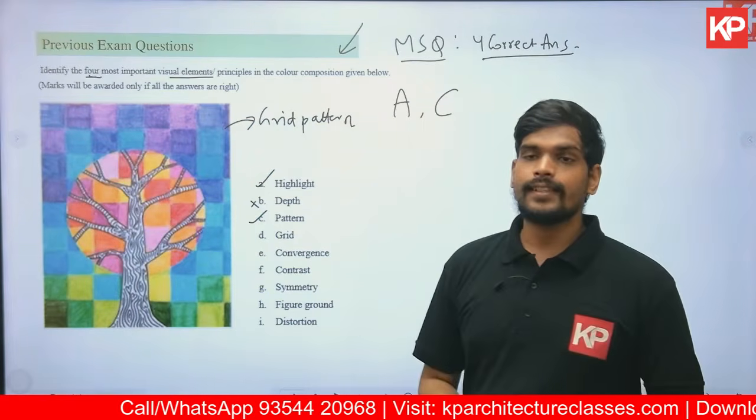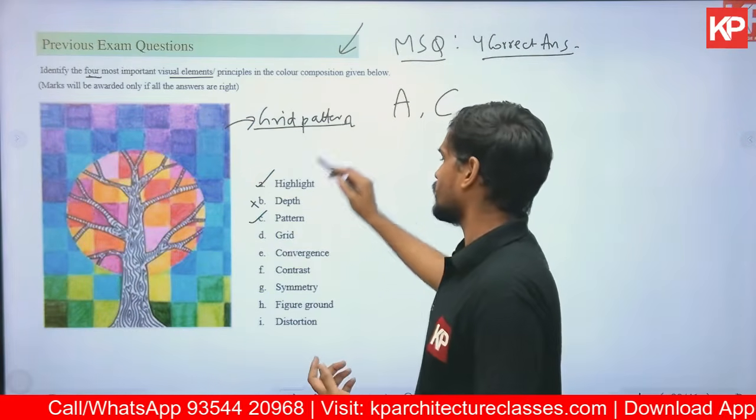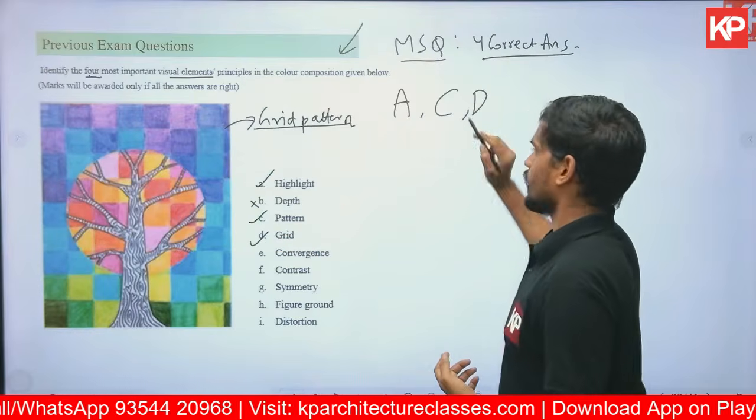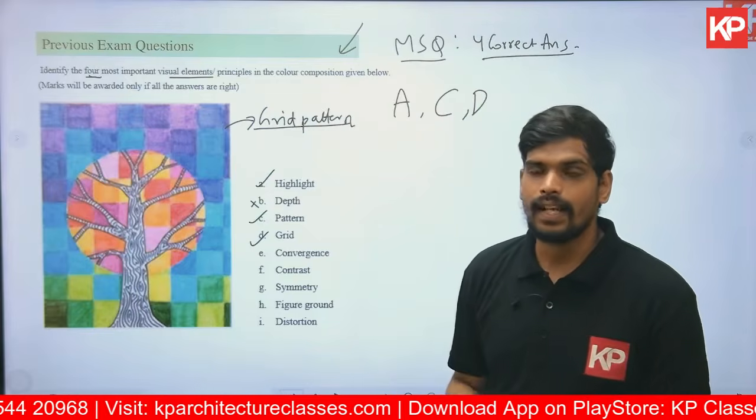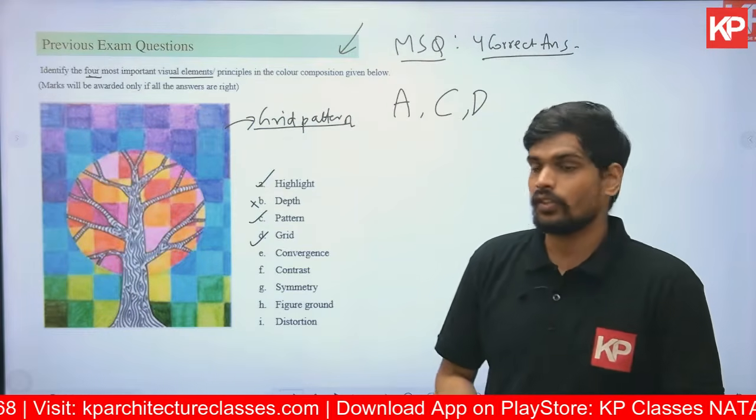Next, option D is grid. We just saw this is a grid pattern, so grid also is a correct answer. Grid is obtained by having vertical and horizontal lines in the composition. So A, C and D are correct till now. We have to select 4 correct options.